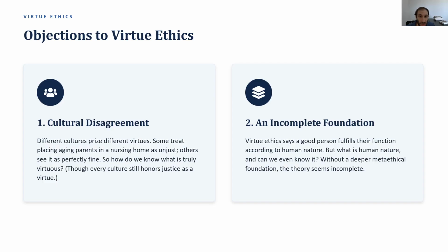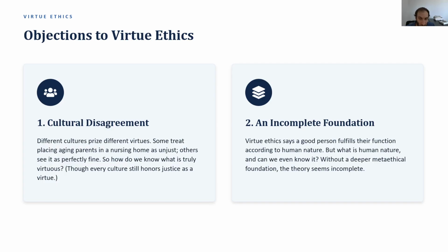The second objection is that while virtue ethics functions well as a normative ethical theory, its meta-ethical foundation seems incomplete. For example, we noted that a good person is one who fulfills their function, who acts in the way that a human being should act. But this raises a question. How should human beings act? And what is the function of the human person, the human being? The virtue ethicist will tell us that it's human nature that's the foundation. But it's not immediately clear what we mean by human nature. Or again, it's not clear whether we can know about human nature.